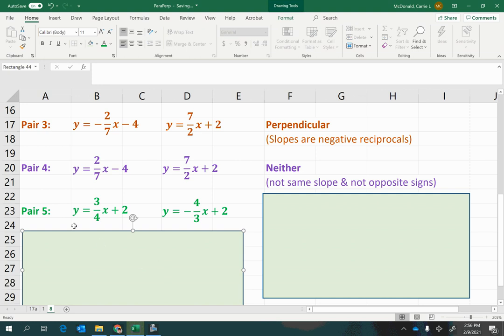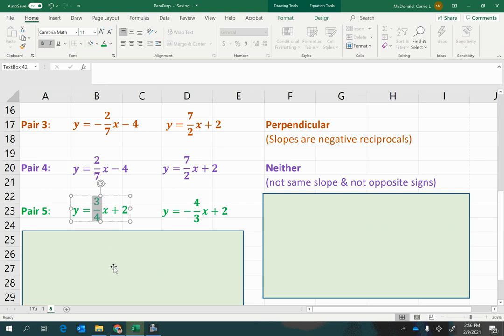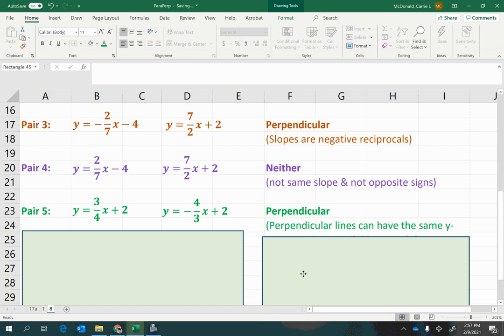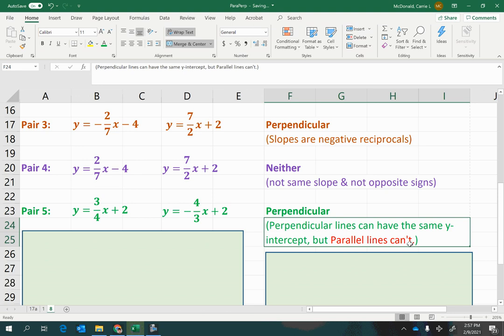The next pair here, we have y = 3/4 x + 2 and y = -4/3 x + 2. Okay, so the first slope, positive 3/4, if we change the sign to negative and flip it upside down, we do get negative 4/3, which is the slope of the second line. So they are perpendicular. Also notice that the y-intercept here is 2 and also here 2, but that's not a problem for perpendicular lines. It would be a problem if we were talking about parallel lines, but this is okay. These are perpendicular, even though they have the same y-intercept. Just remember, parallel lines cannot have the same y-intercept.